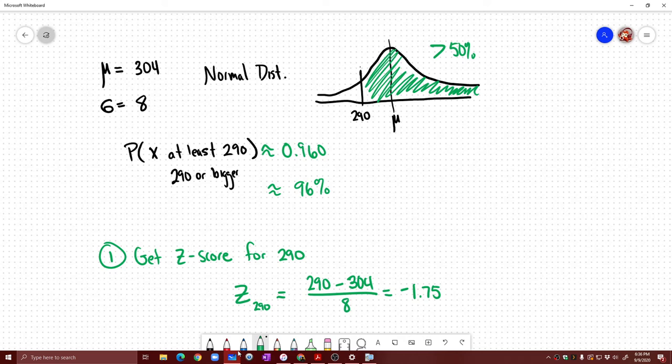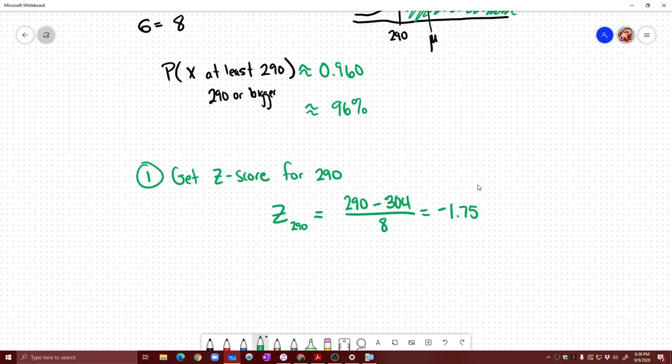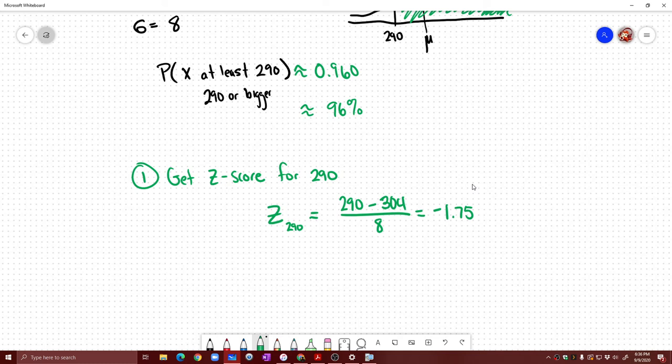Again, we talked about this today, so what does this mean? That our number, our 290, is 1.75 standard deviations below the mean. That's what the negative means. Okay, so we got a z-score. Great. Now what? Now we use table A to get the probability.